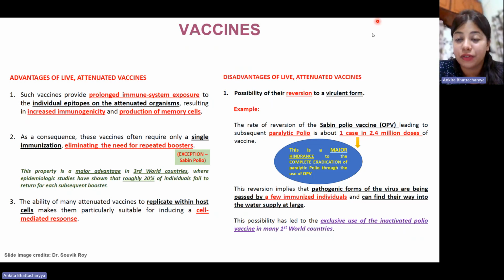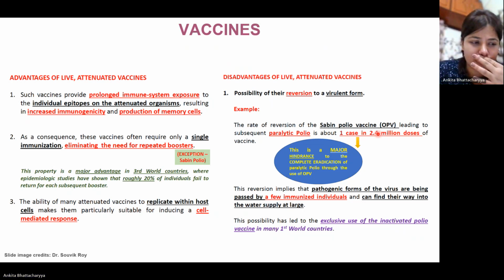The possibility that they can revert to their virulent form certainly remains a challenge. It's something you cannot always predict. It obviously remains a possibility, and that's a risk that people take. The rate of reversion of the Sabin polio vaccine, which is the oral polio vaccine, the attenuated form, leading to subsequent paralytic polio, is about 1 case in 2.4 million doses of the vaccine. While that might seem like a very affordable statistic, so to say, it is a significant number, because if you consider the world's population at large, it is statistically significant. And if there is even a single case where a particular person gets infected, then the approval for such vaccines goes down.